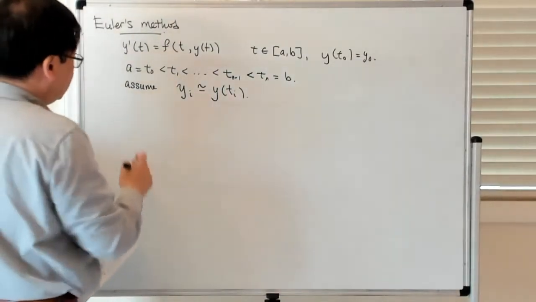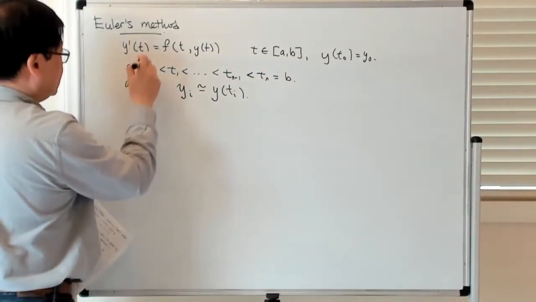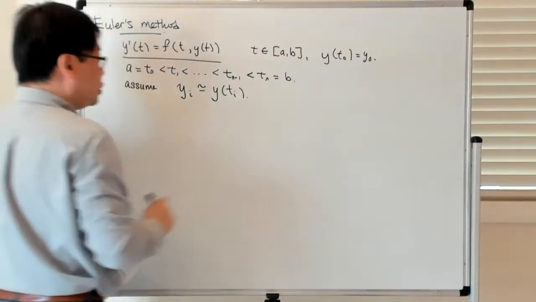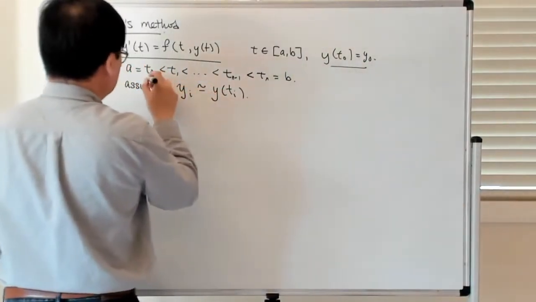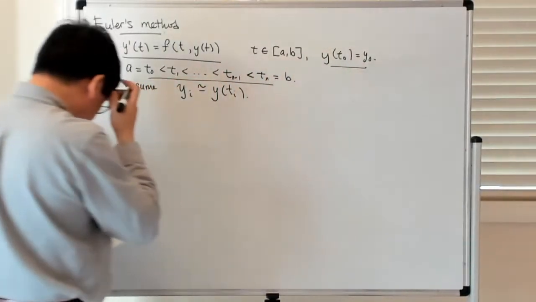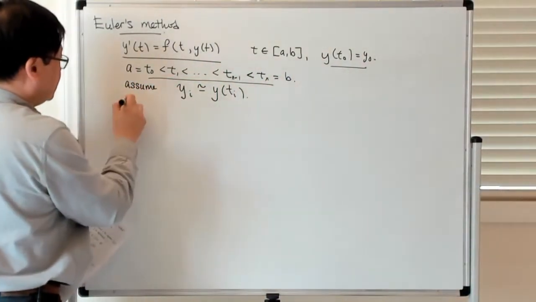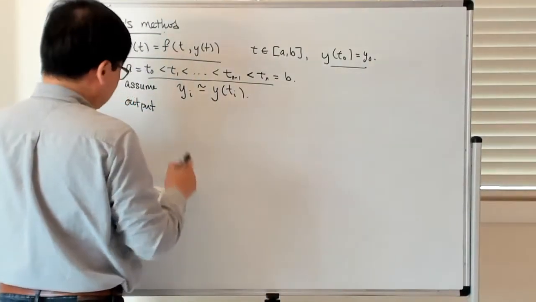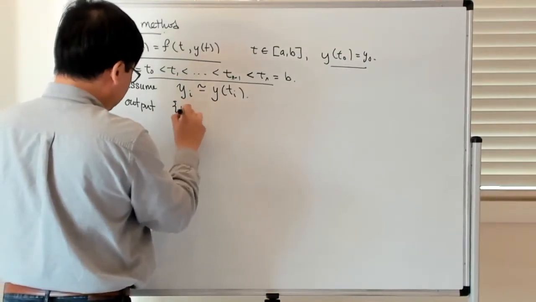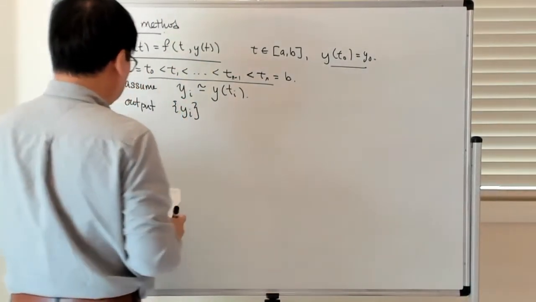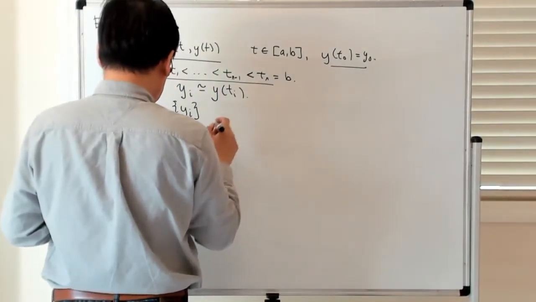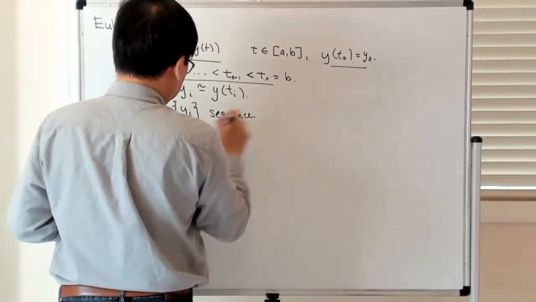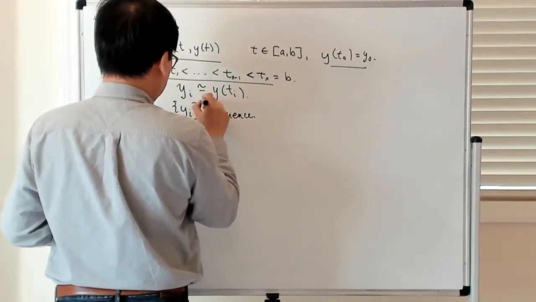Okay, and so the input basically is the differential equation, the initial data, and this sequence of times, and then the output is this vector, if you will, or sequence of yi's, right? So i goes from 0 to n.